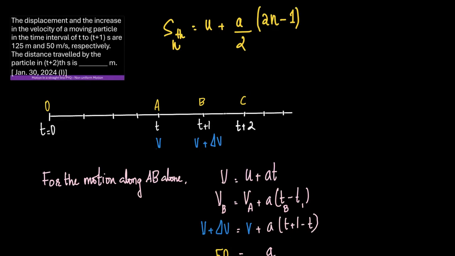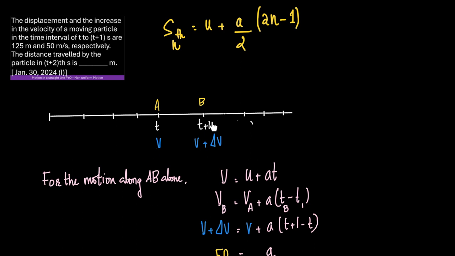We will try to solve the same question using the formula of Sn, which is equal to u plus a by 2 into 2n minus 1. Now, the complete motion is analyzed from O to C. But the specific portion given in the question is from t to t plus 1. So in this section of the solution, we will focus only on t to t plus 1, which is from A to B corresponding to the diagram.